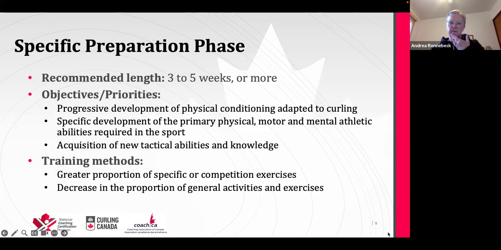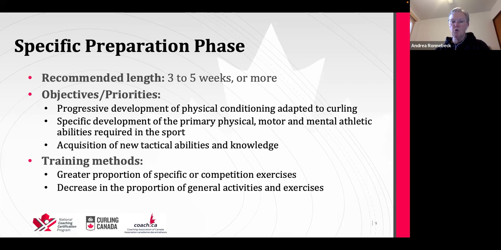The specific preparation phase, the recommended length for this is 3 to 5 weeks or more. So we're moving into July and August. Progressive development of physical conditioning adapted to curling, specific development of the primary physical, motor, and mental athletic abilities required in the sport, and the acquisition of new tactical abilities and knowledge. So going through game situations that you ran into in the previous season, setting up a tactical game plan, end by end, if your team's at that level.